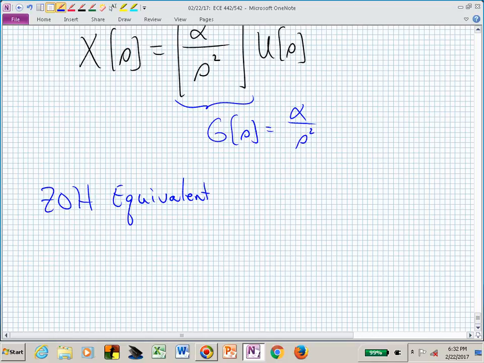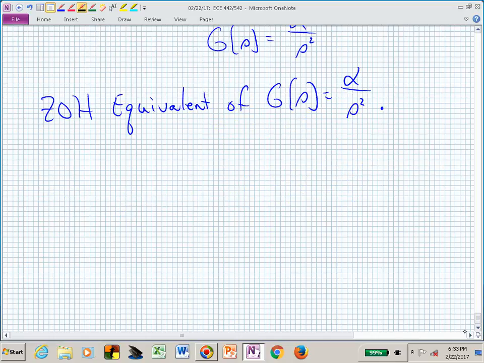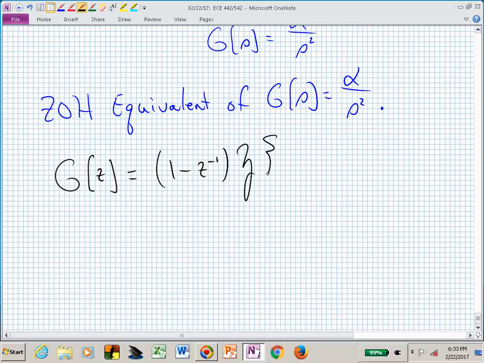Let's find the zero order hold equivalent of G of S when G of S is now equal to alpha over S squared. And this is just a particular discrete equivalent. This is the zero order hold equivalent. But once I say zero order hold equivalent of G of S, what do you immediately write down? G of Z. It's 1 minus z to the minus 1 Z transform of G of S over S.